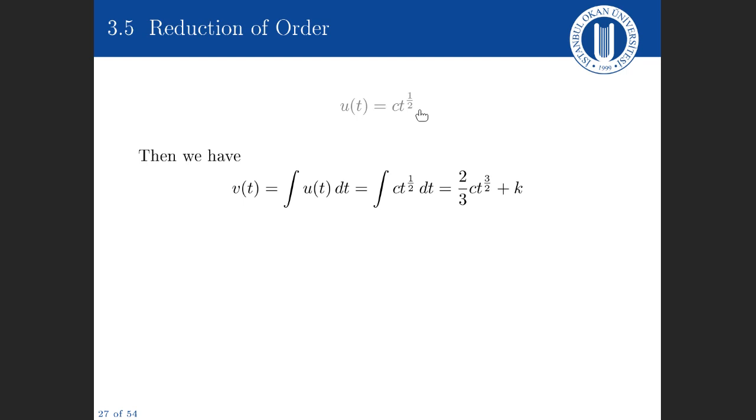I've repeated this at the top of the slide. We found that u is c t to the power of 1/2. To find v, we just integrate. The integral of u is 2/3 c t to the power 3 over 2 plus a new constant k. As soon as we know v, we multiply by y1 to get y2. y2 must be 2/3 c t to the power of 1/2 plus k t to the power of minus 1.